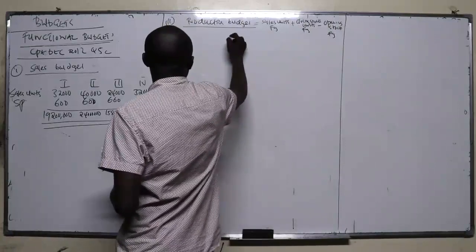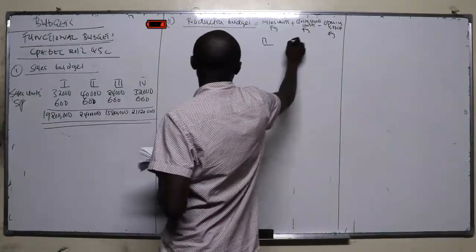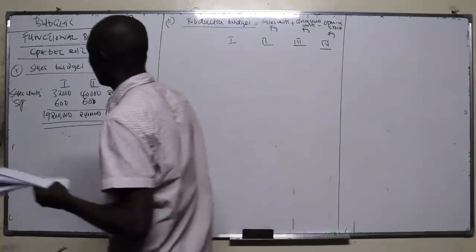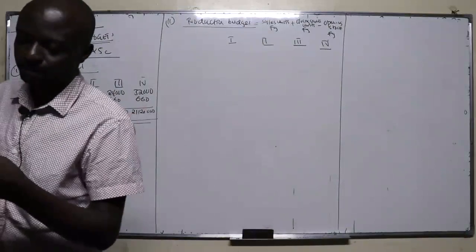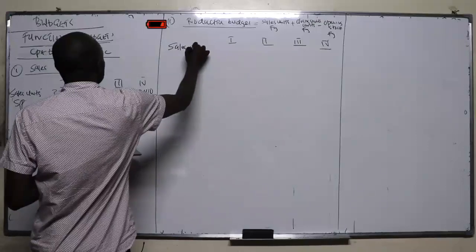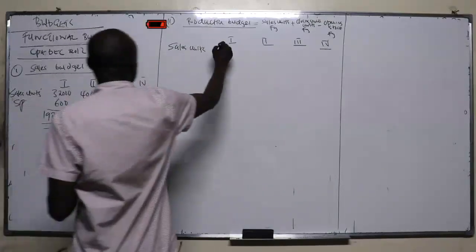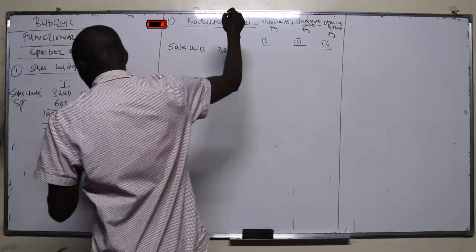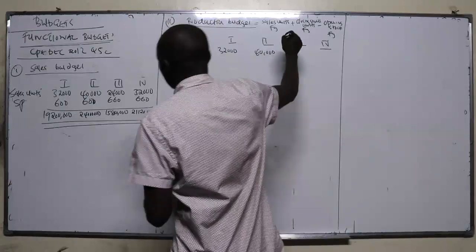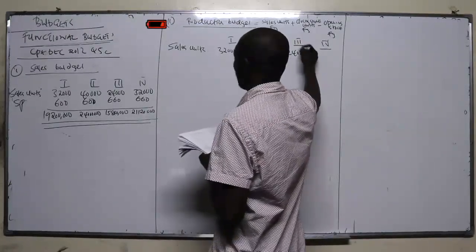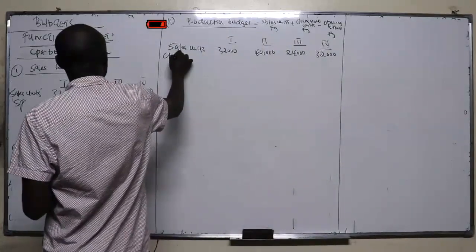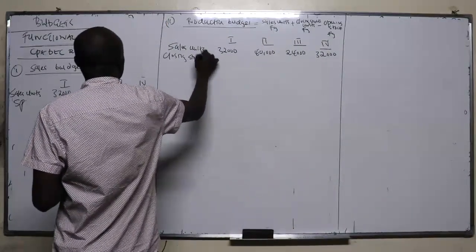So we have quarter 1, quarter 2, quarter 3, and quarter 4. This one is in units. So here we have the sales units. Quarter 1 is 32,000. I hope you are able to see. 40,000. This other one is 24,000. And then here we write closing stock.